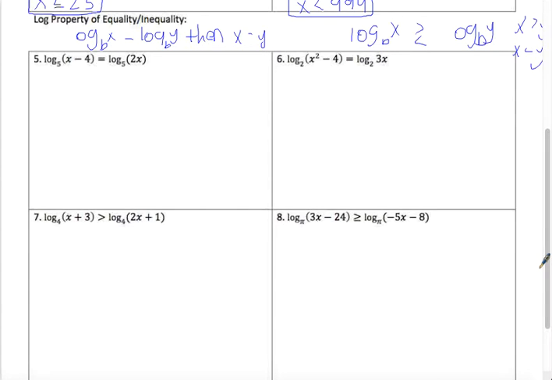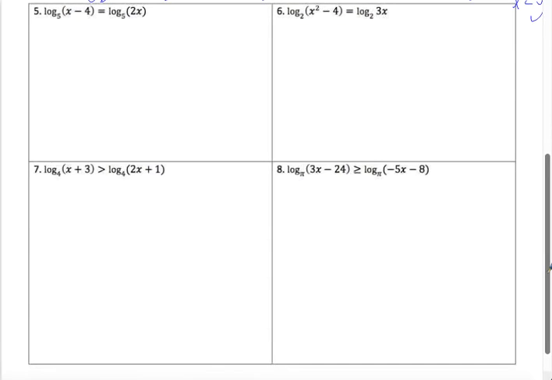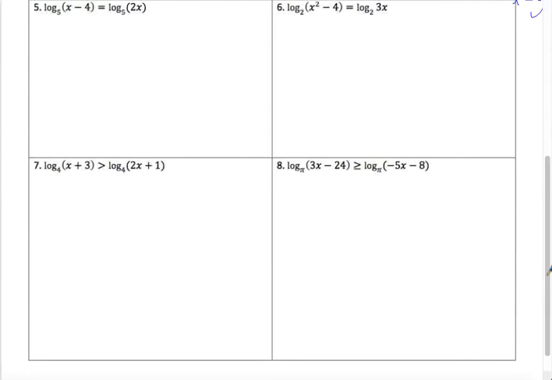these equations actually are pretty straightforward to solve, because we get log base 5 of x minus 4 equals log base 5 of 2x. Then all we have to do is say x minus 4 equals 2x. And then we just solve. So subtract x from both sides. We get -4 equals x. And we're done, right?